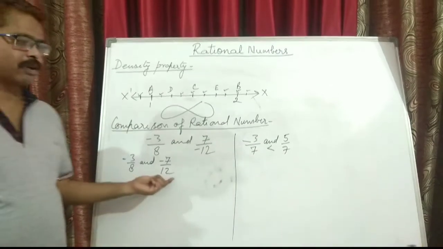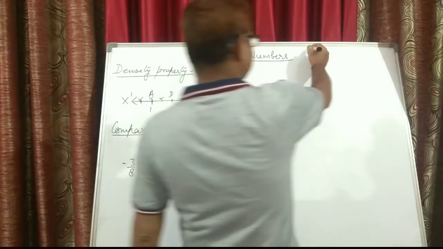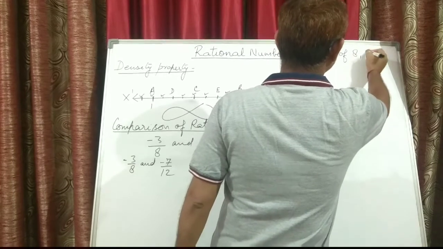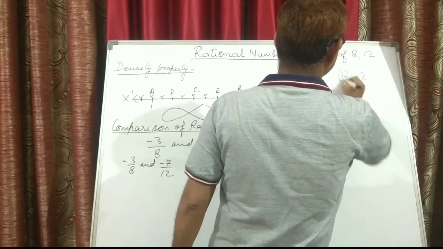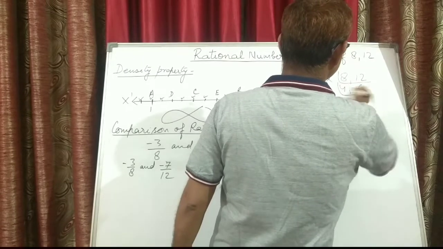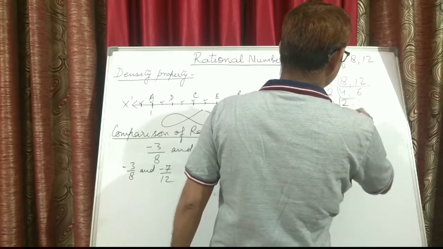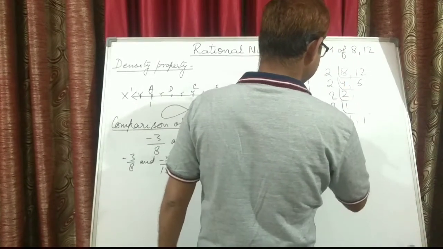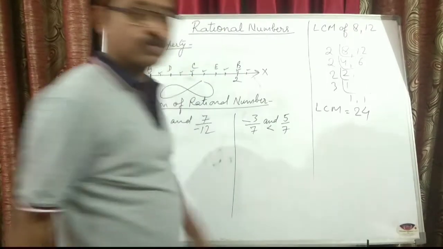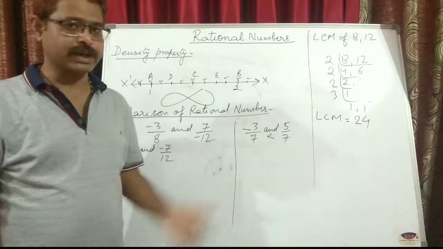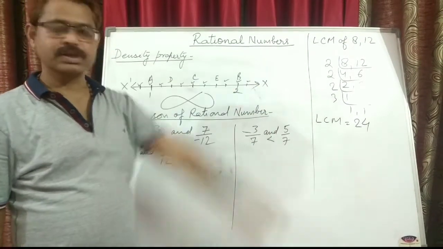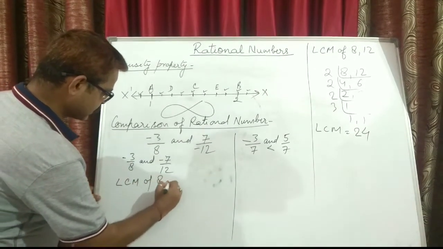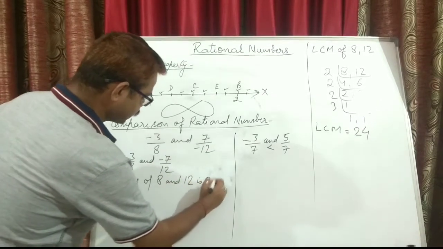So in any case, 8 and 12 are the denominators. We will take the LCM of 8 and 12. So LCM of 8 and 12: 8, 12, 2 4s are 8, 2 6s are 12, 2 2s are 4, 2 3s are 6, 2 1s are 2, 3 and 3, 1 comma 1, 2 times 4 times 8 is 24. So LCM comes out to be 24. I hope you are familiar with the word LCM and how to find it out, so I'm not doing too much on this LCM. So we get LCM of 8 and 12 is 24.